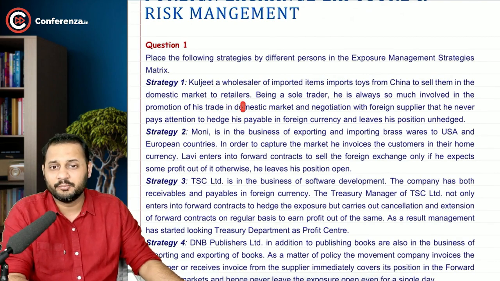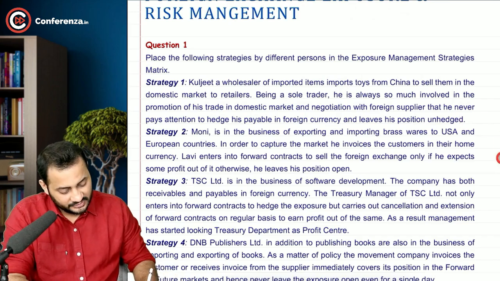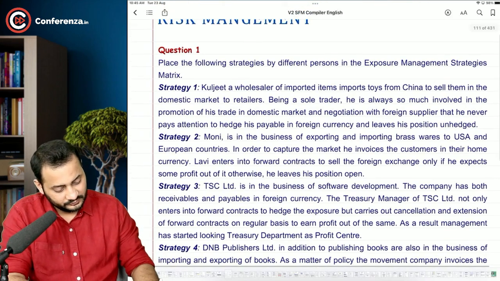That means he is an importer. He might be paying some Chinese yen to the Chinese trader. Being a sole trader, he is always so much involved in the promotion of his trade in the domestic market and negotiation with the foreign supplier that he never pays attention to hedge his payable in foreign currency and leaves his position unhedged. Just underline this one.